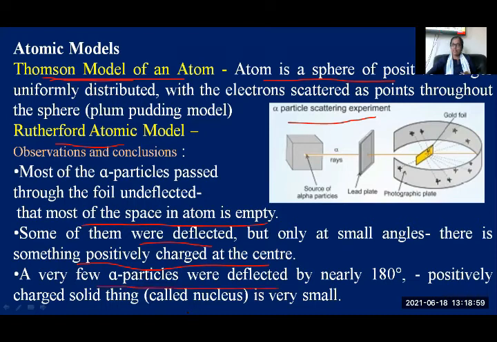And very few particles deflected nearly at 180 degrees, indicating that the positively charged solid thing, which is called the nucleus, is very, very small. There must be some very strongly, very solid positively charged species at the center. The particles which bombard it, which come in direct contact with it, face to face with it, just get deflected by 180 degrees, and those which come very near to it, very close to it, get deflected.